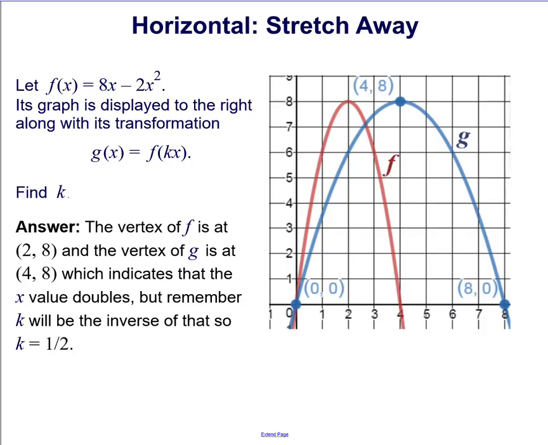Looking at the graph, I am going to write in the vertex of f, which is at (2, 8). Now notice the y values are the same, but the x values double, going from 2 to 4. So if I had 2 times some number is equal to 4, obviously that number is equal to 2. But k is equal to the inverse of 2, the number I multiplied by. And the inverse of 2 is 1/2, and that's how we get k is equal to 1/2.